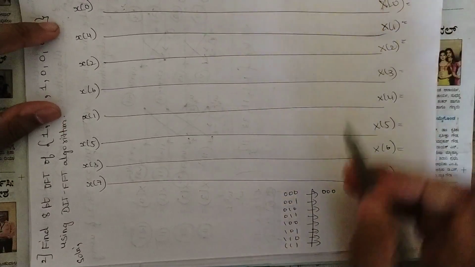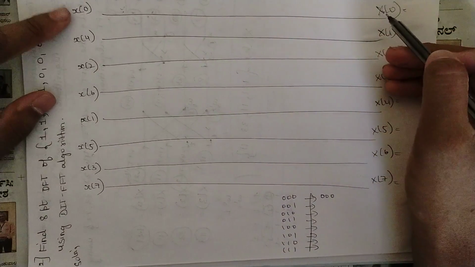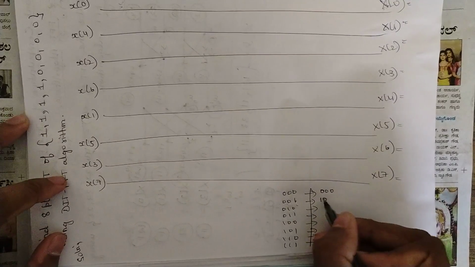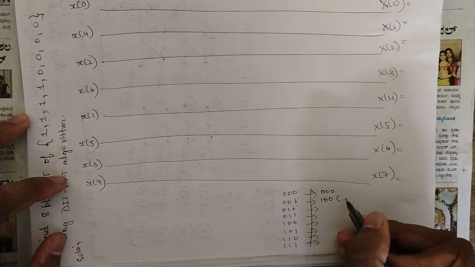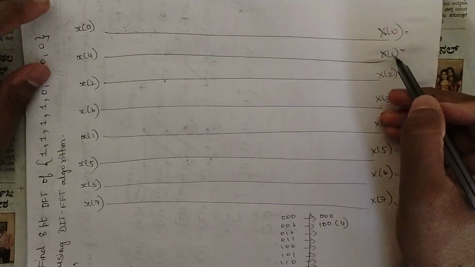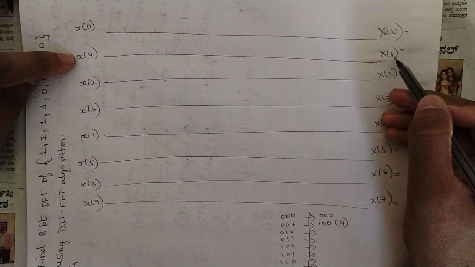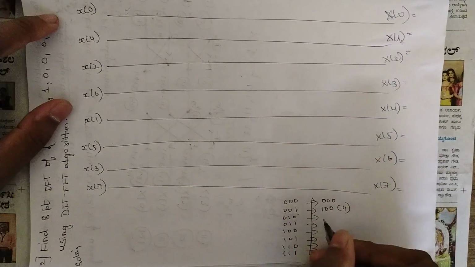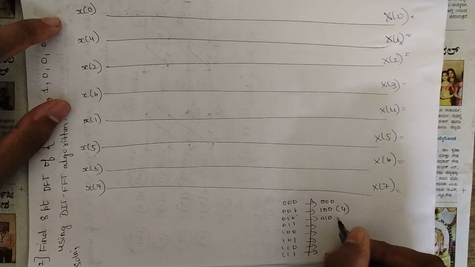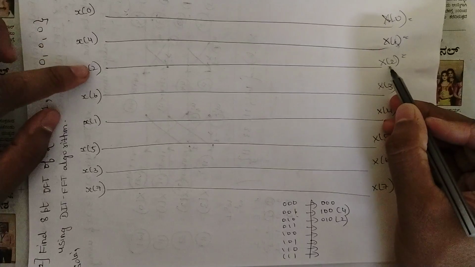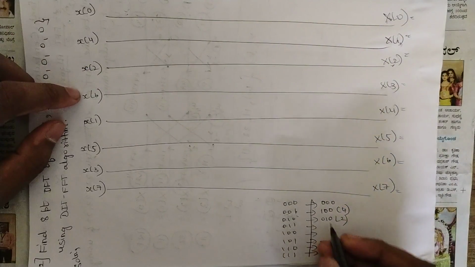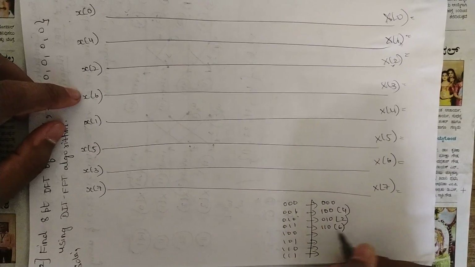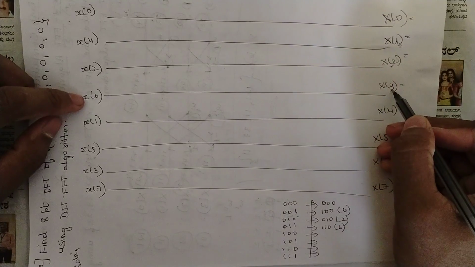So if we reverse the bits, x of 0 stays x of 0. Now x of 1: if we reverse 001 we get 100, and 100 is the value 4. So here we have x of 1 and here we have small x of 4. Like that, the procedure goes on. 010 reversed remains 010, and its value is 2, so x of 2 and x of 2. Similarly 011 reversed gives 110, whose value is 6, so x of 3 and x of 6.